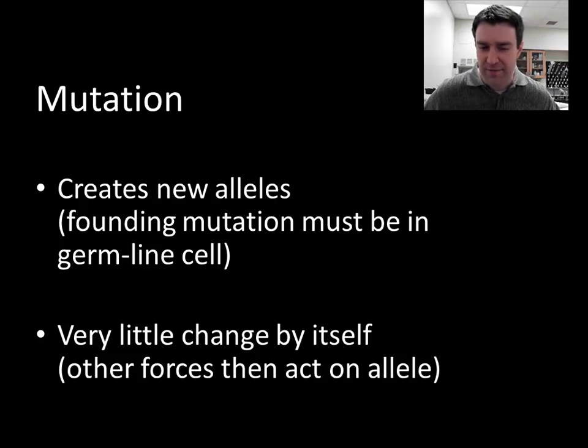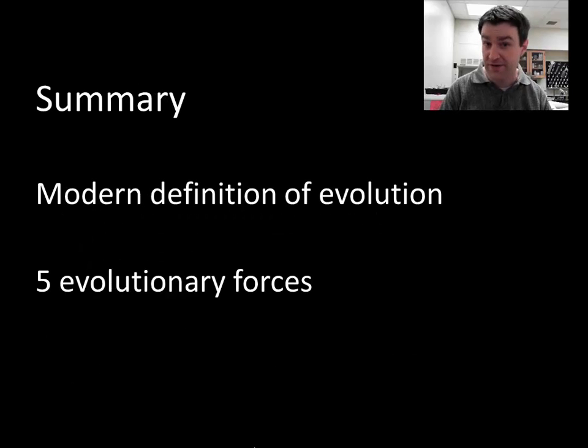Just a reminder that if a mutation is really going to be passed on, the mutation has to be in a germline cell, so it's passed on to the offspring. All right, so we've talked about the modern definition of evolution, and we've talked about 5 different ways evolution can occur, not just natural selection.